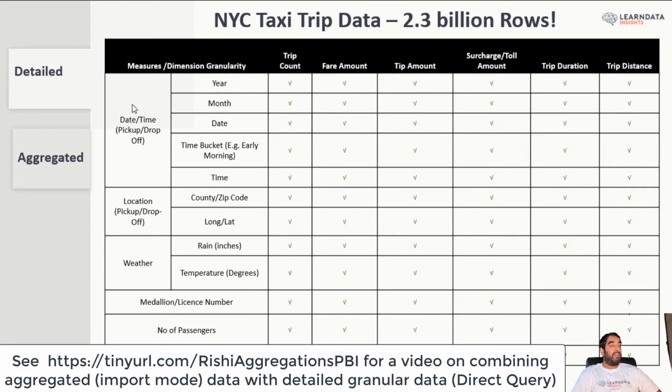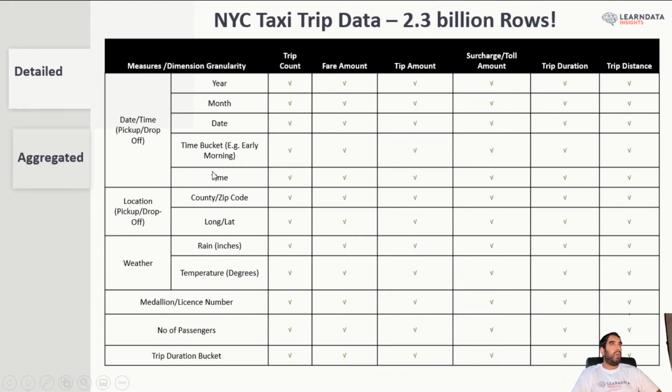And this is another alternative layout for this kind of matrix, where here I've categorized some of these as well. So we've got date, year, month, date, so we can see we've got all of these measures by every single one of these very specific details. So the rain in inches, the temperature in degrees, the longitude and latitude of the pickup.